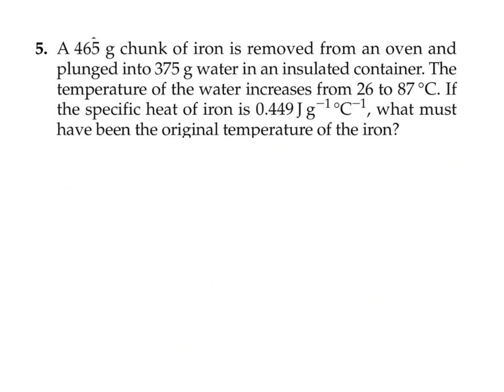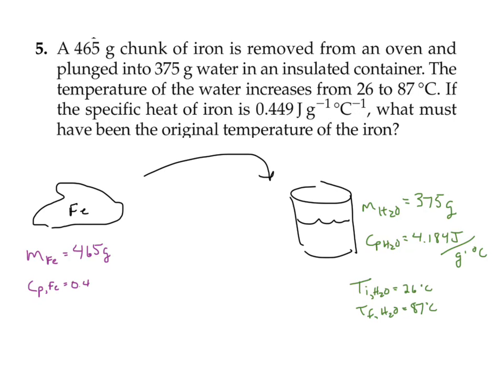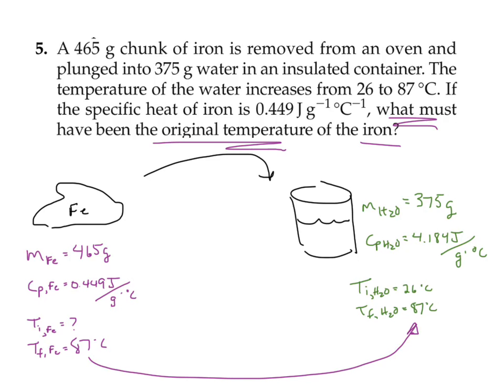The next one looks like this. Let's look at the picture I drew. We have iron being added to water. The mass of the iron is given, the mass of the water, the specific heat of water, which of course you memorize. The final temperature of the water is also given, as is the specific heat of the iron. Oh yeah, this is one where you're supposed to find out how hot that iron was as it was added to the water. So again, where do you start?